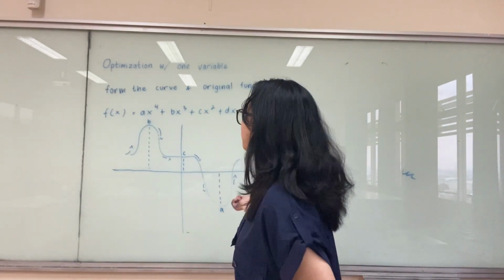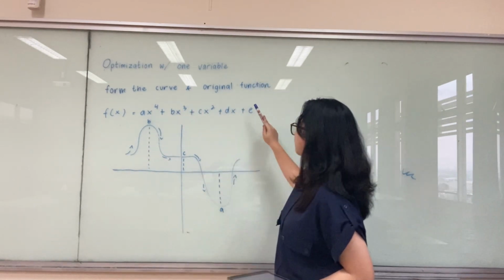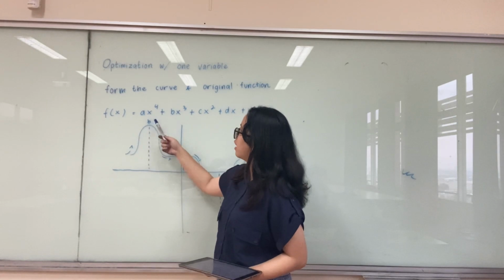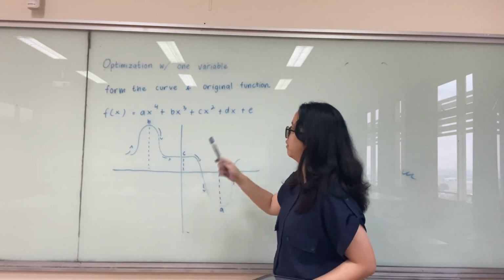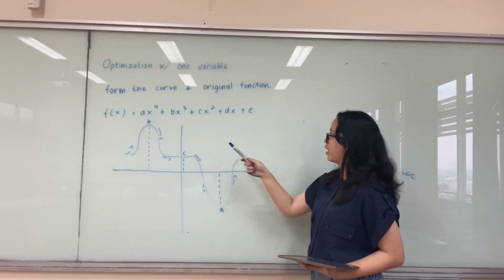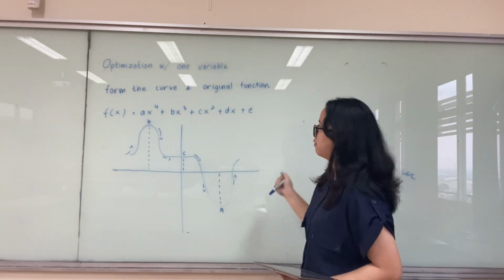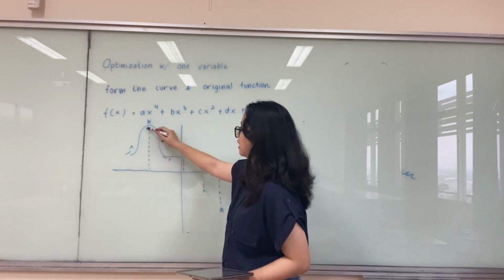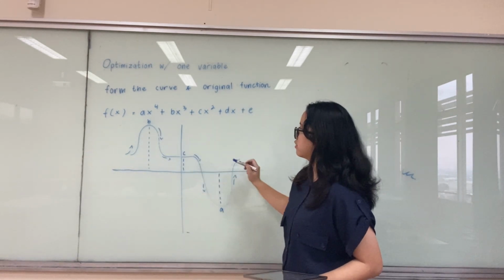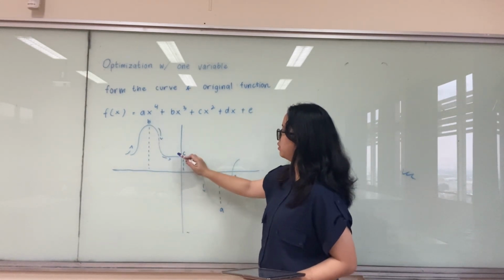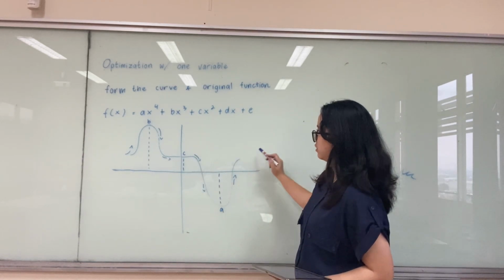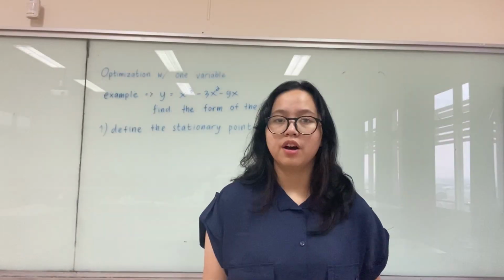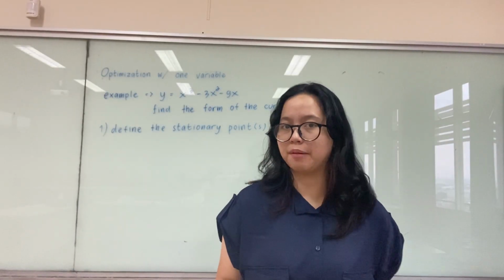For the next step, we are going to form the curve from the original function. For example, here the function is ax⁴ plus bx³ plus cx² plus dx plus e. The curve usually flows in this form, as you can see. It starts from B, then goes to C, and then goes to A. It usually flows in this curve. Okay, I'm going to explain one example.